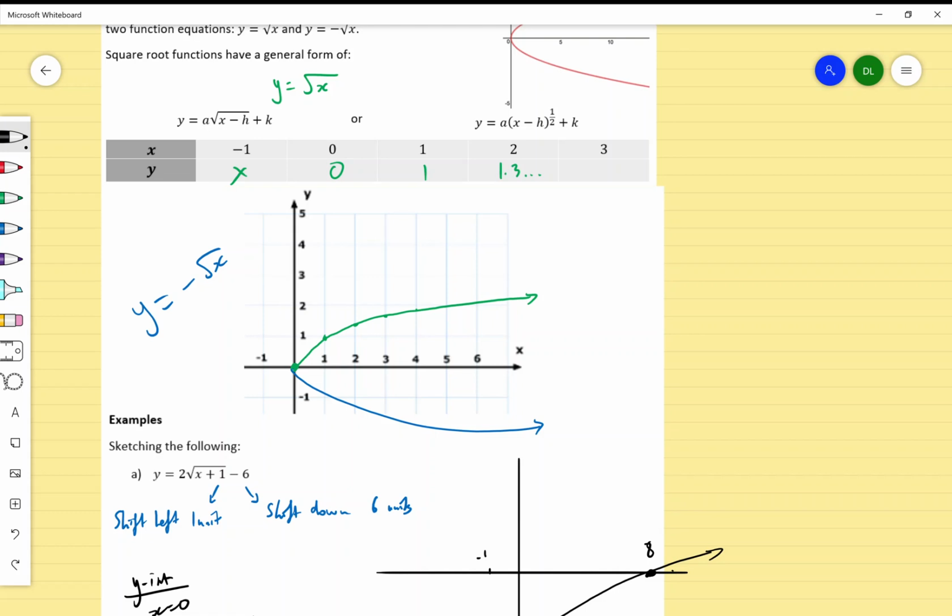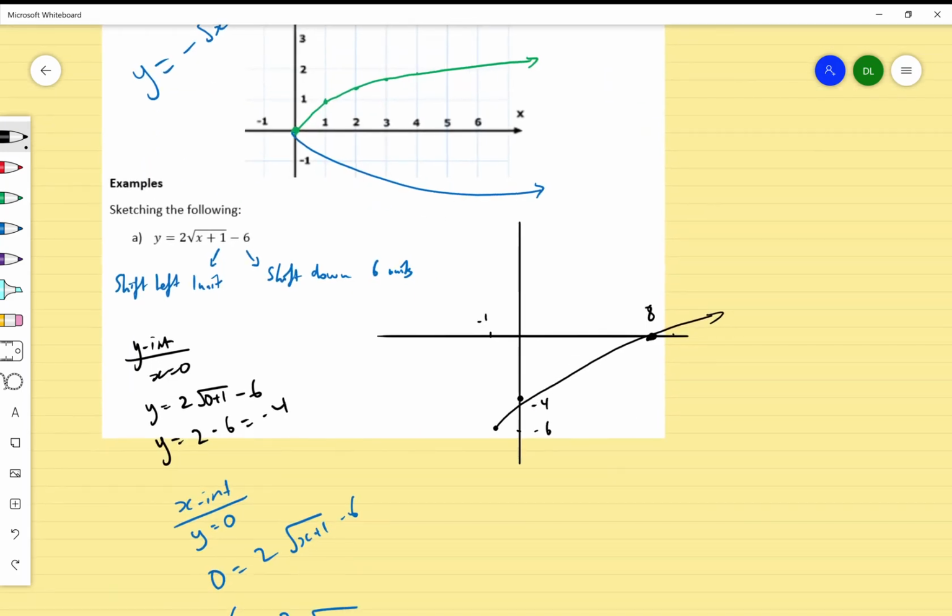So right now the domain of my function goes from x equals negative 1 up until infinity. My range goes from negative 6, which is the lowest y value, all the way up to infinity. Okay, best of luck.